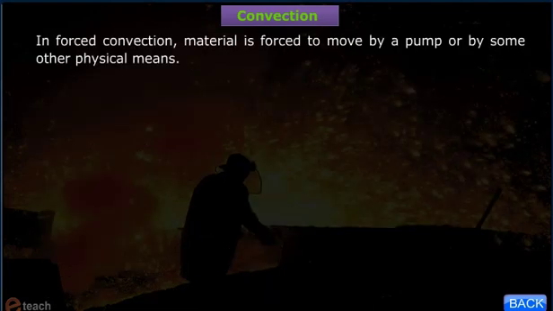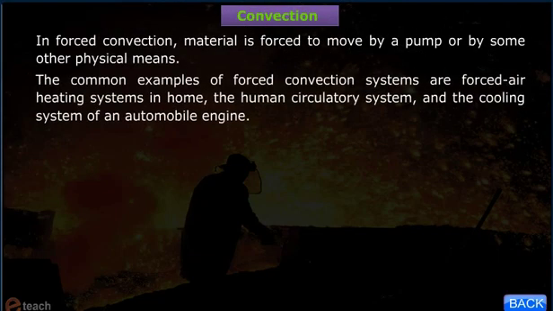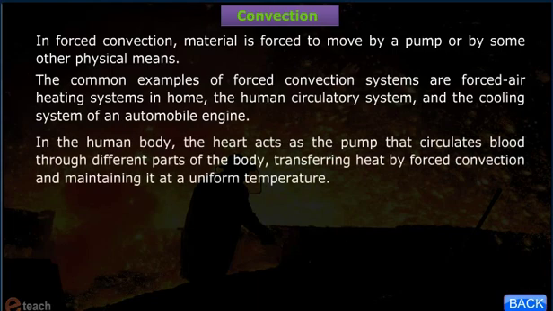In forced convection, material is forced to move by a pump or by some other physical means. The common examples of forced convection systems are the forced-air heating system in homes, the human circulatory system, and the cooling system of an automobile engine. In the human body, the heart acts as the pump that circulates blood through different parts of the body, transferring heat by forced convection and maintaining it at a uniform temperature. Natural convection.